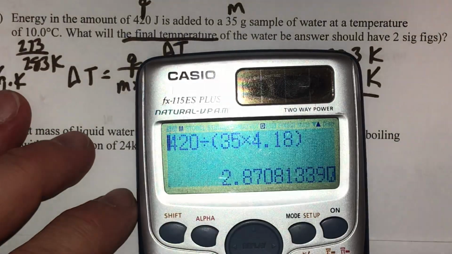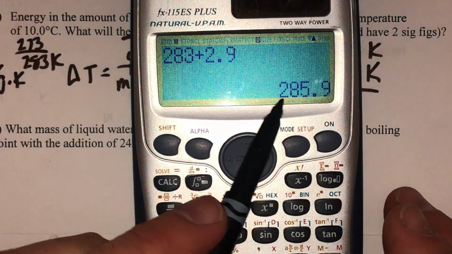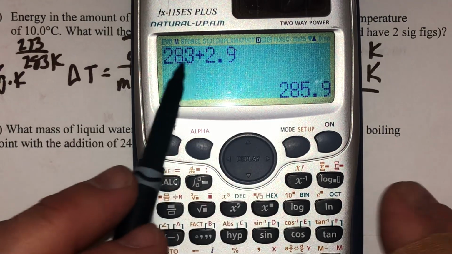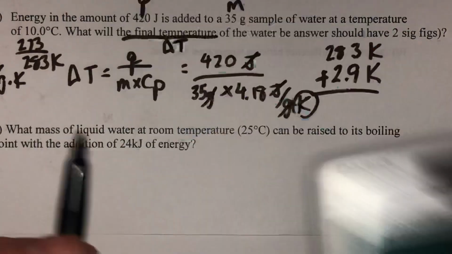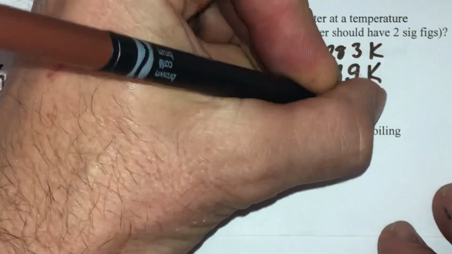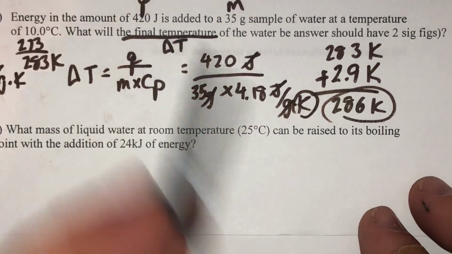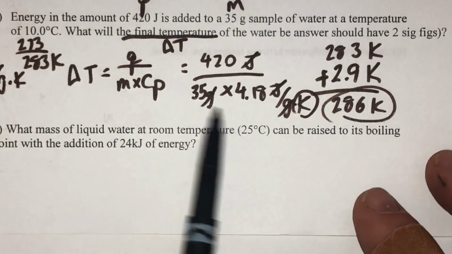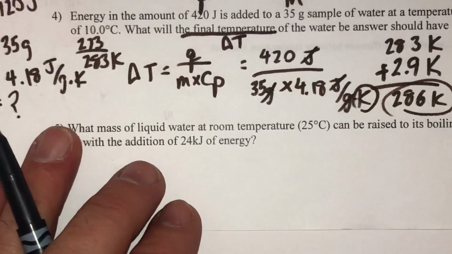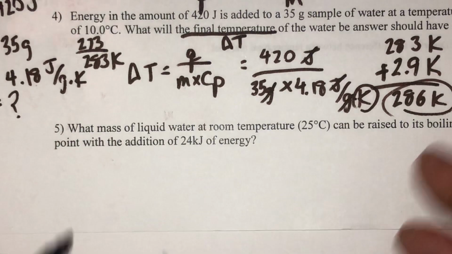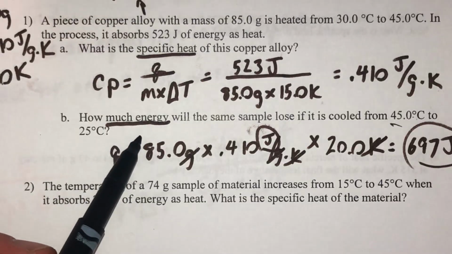So 283 plus 2.9. We have to round this, right? We need 0 digits after the decimal, so this will round to 286. 286 K. So that's our new temperature after energy was added. It didn't go up very much because water has a very high specific heat, which means that it can absorb heat and not change temperature very much. If we added that much energy to our copper up here, we would have seen that temperature go up a lot more.